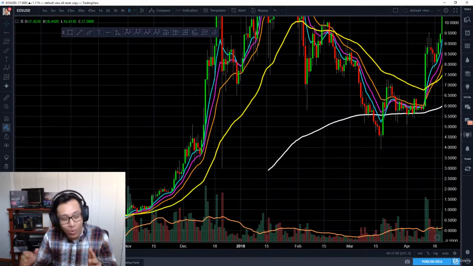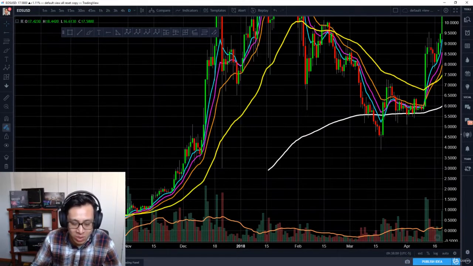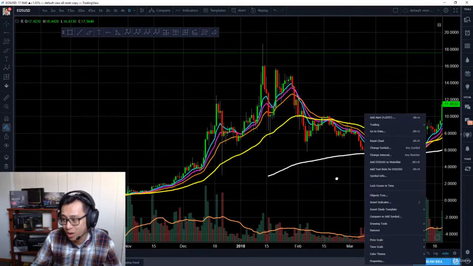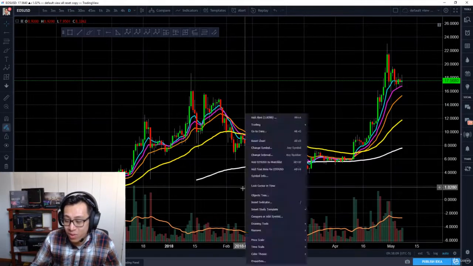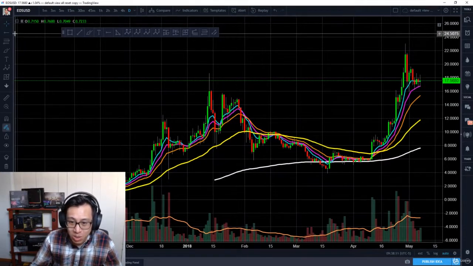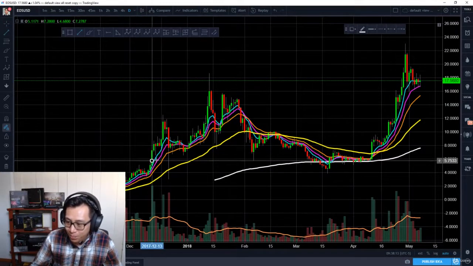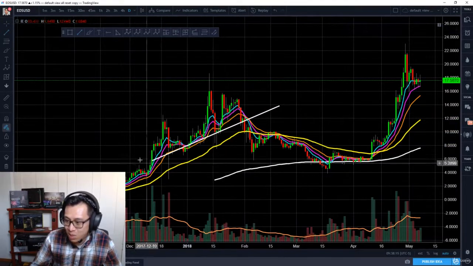So let's look at what a head and shoulders pattern is now. Head and shoulders are much more difficult to play, to be quite honest. Much, much more difficult to play, but they can nevertheless still be played. So let's look at EOS right here, just something like that.